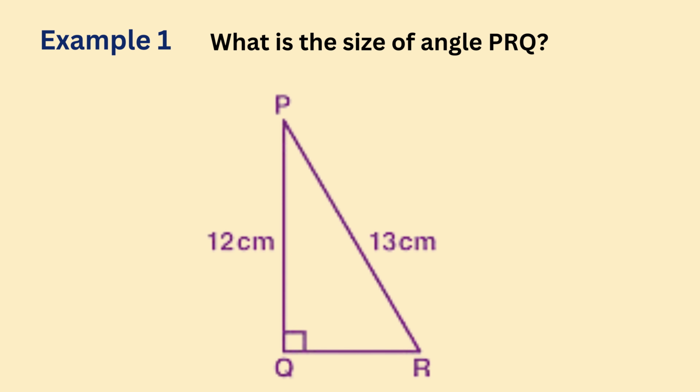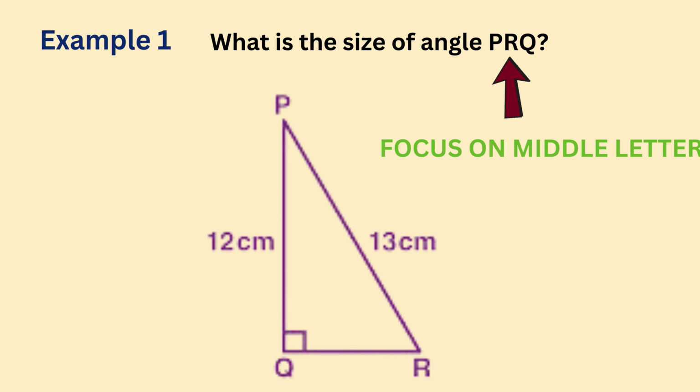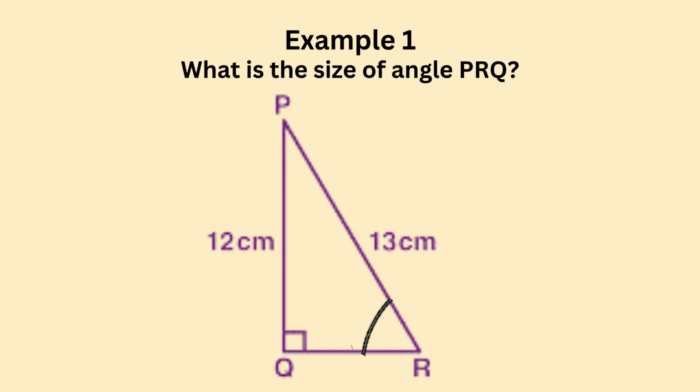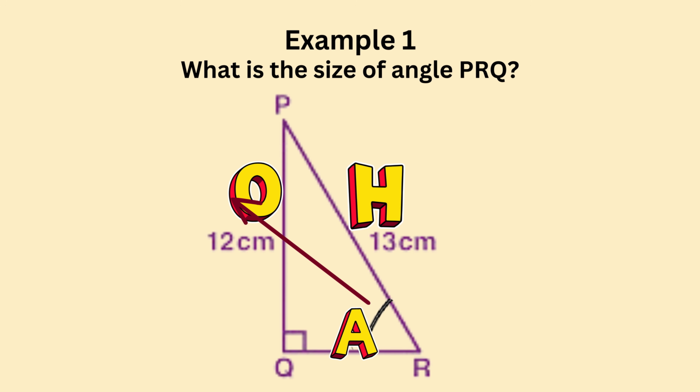To identify angle PRQ, we focus on the letter in the middle. So we are finding angle R. To determine which ratio to use, we should first identify all three sides of the triangle relative to angle R. We already know that the longest side is always the hypotenuse, h. The word adjacent means beside, so the adjacent is the closest side to angle R, that's QR, which leaves us with the side opposite to angle R, that's PQ.